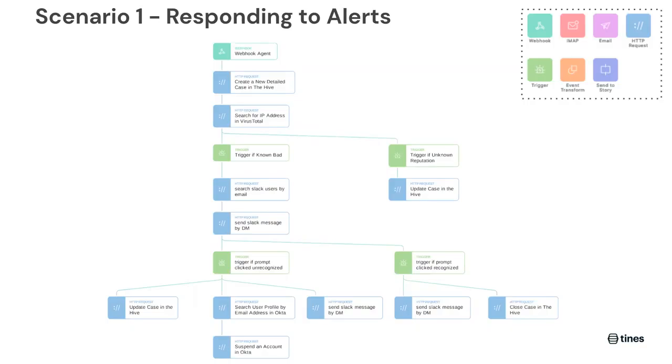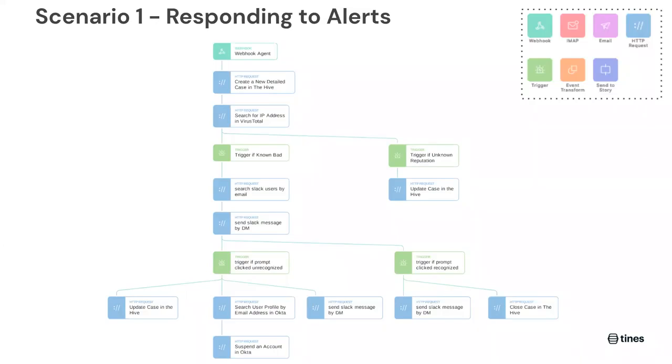All of that is really, really possible. This process that we're going to talk about a little bit further: the very first thing we're going to do is create a case in the Hive, just to track what's happening. We're then going to search for the IP address in VirusTotal. We're going to trigger if it's known bad.